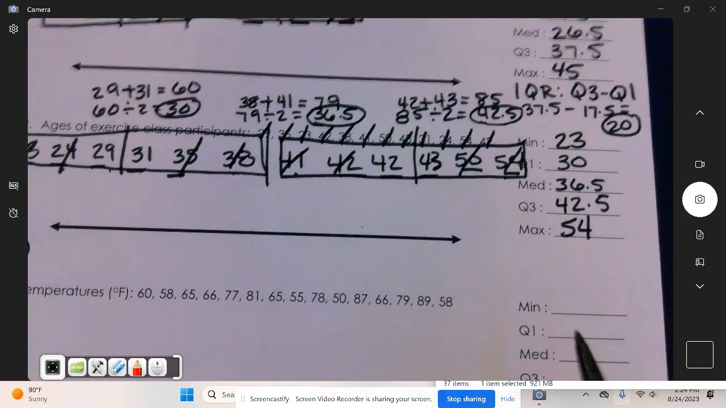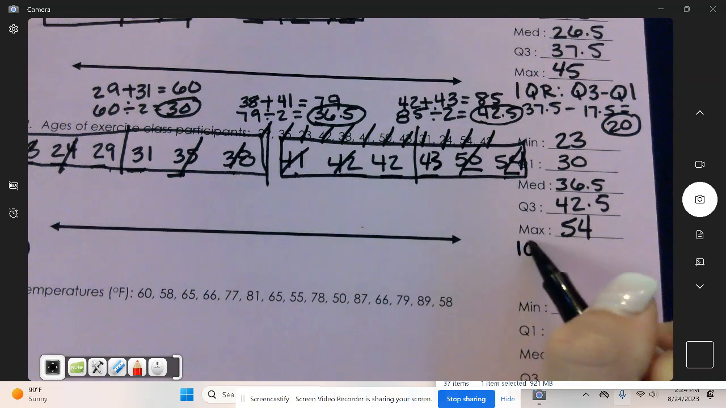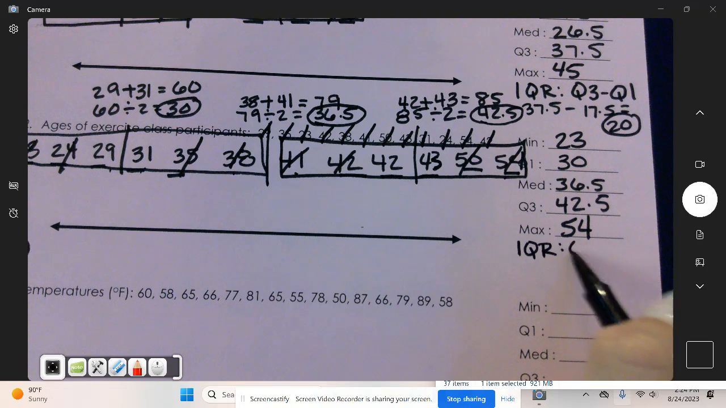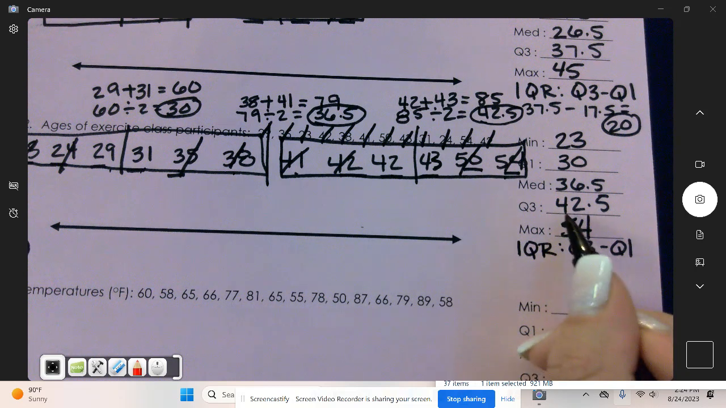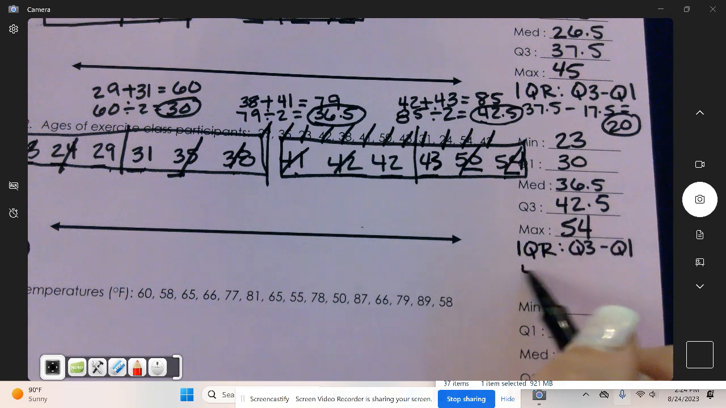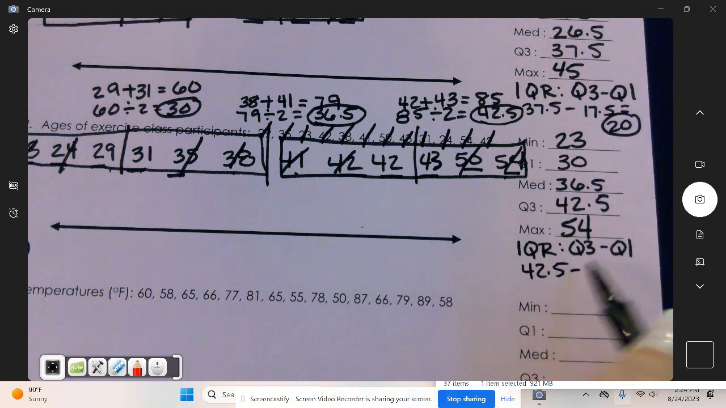So we want to find the IQR, the interquartile range, which is Q3 minus Q1. So our Q3, our quartile 3, 42 and a half minus 30, which gives me 12.5, 12 and a half.